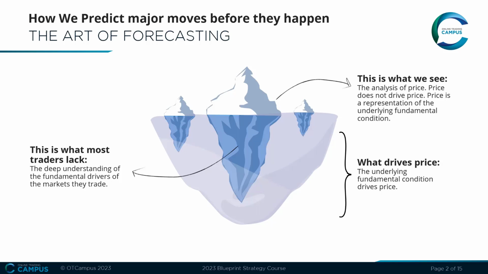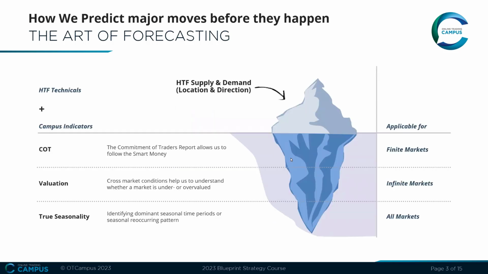So we need more than just a comprehensive understanding of price to predict the future, because as we understand, price does not drive price. What drives price are, in fact, the underlying fundamental market conditions. And this is what most traders lack. This is what they don't see. Most traders lack a deep understanding of the key fundamental drivers of the markets they trade. And this is where our fundamental forecasting tools, or in short, our campus indicators, will come into play.